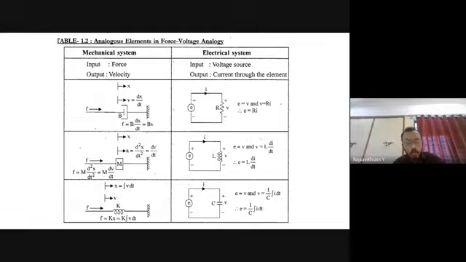Output is current through the element. That's what I explained. What is meant by voltage and current: current means flow of electrons. If you take any wire, the flow of electrons is called current. A force is required to move the electron in the wire, and that is called voltage. Until there is a force, there is no flow of electrons.